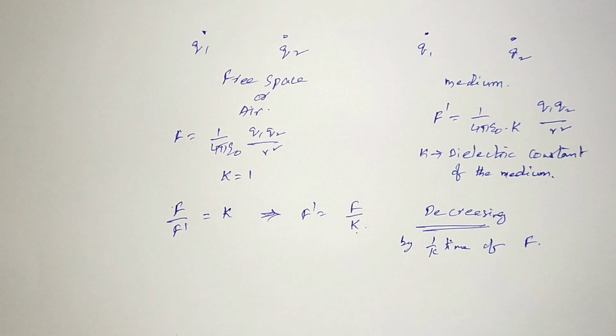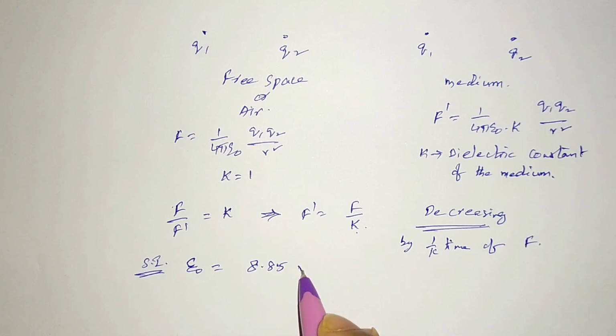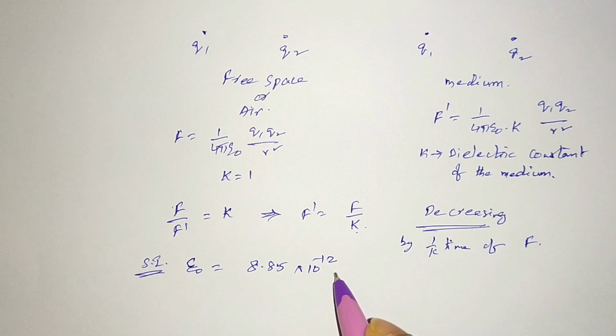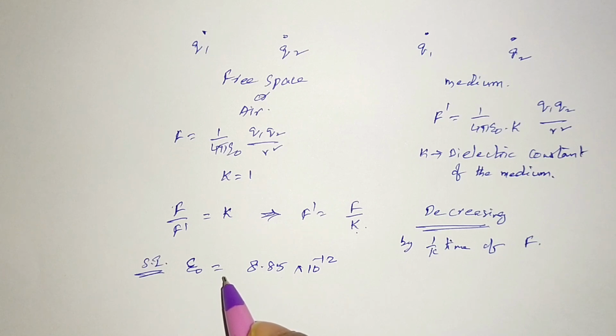Okay, so here epsilon naught value is also measured practically. I am giving that value also for your reference. In SI units, the epsilon naught value is 8.85 into 10 power minus 12. So what is epsilon naught, sir? Epsilon naught is known as permittivity of free space. What is that? Permittivity of free space.